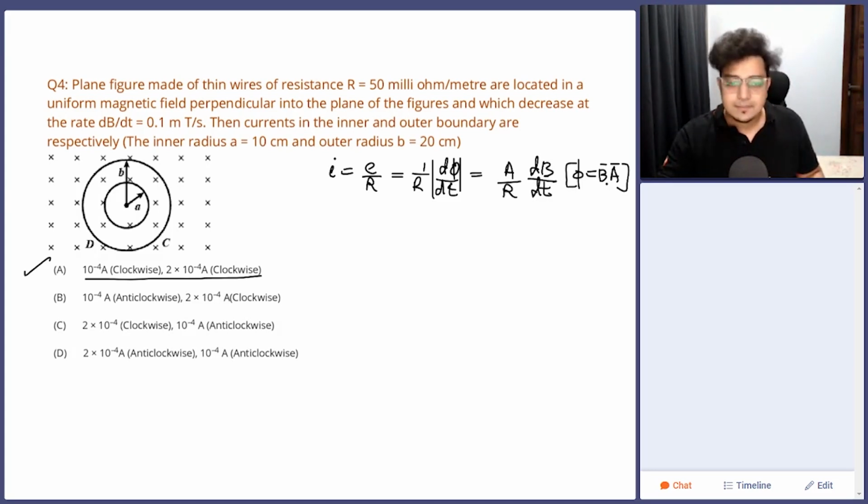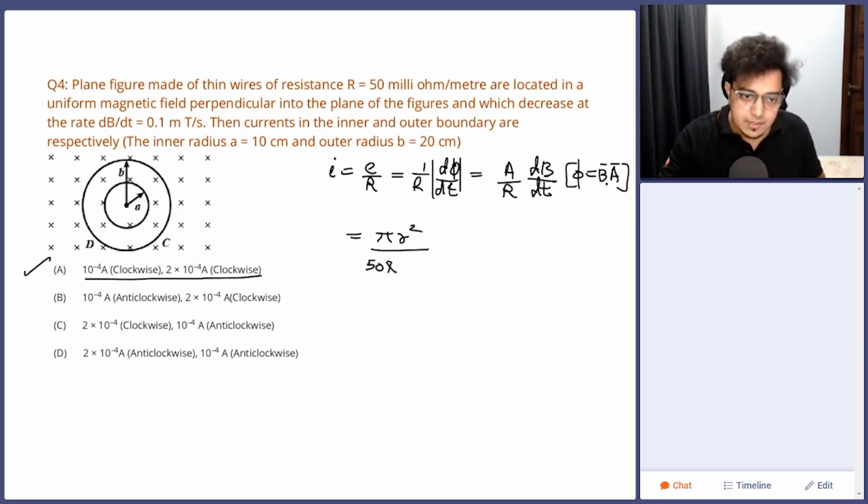Okay, fine. So now what can we do? This value is given to us, that is constant, isn't it? It is 0.1 millitesla. A is area. So if I write it down in general for any radius r, pi r square is the cross section area. Then there is a resistance, but resistance is not given to us directly. It is given per meter. So if I want resistance, then I will have to take 50 milli, milli is 10 raised to minus 3. That is how it is converted to ohm per meter. But right now, the length in consideration will be the circumference, 2 pi r.